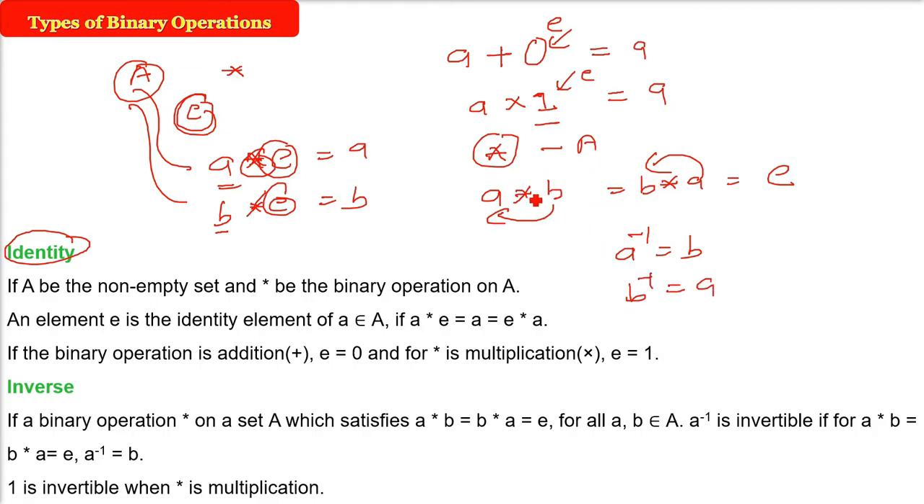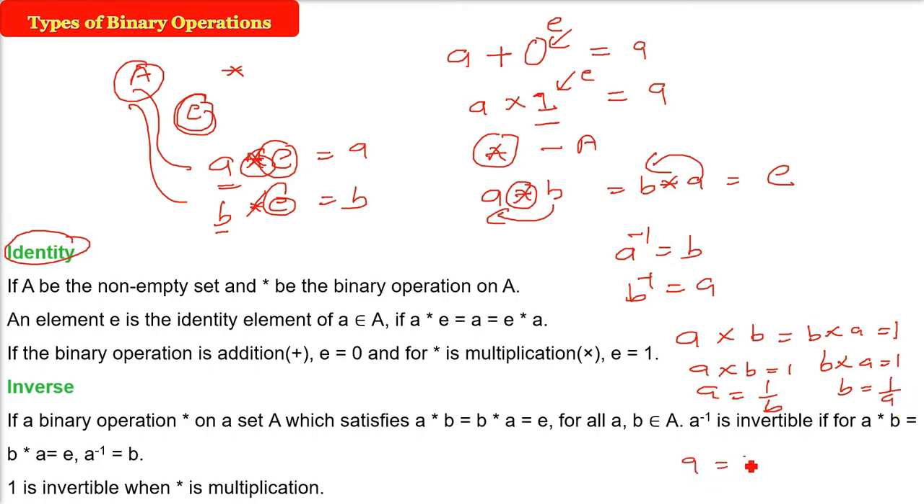How does it happen? When we take multiplication, that is A into B, or B multiplication A, is equal to E. And for multiplication, what is the identity? It is 1. So A into B, you can write it as 1. So A will be equal to 1 by B, and also B into A equals 1, B is equal to 1 by A. So A will be B inverse, B will be A inverse, vice versa.